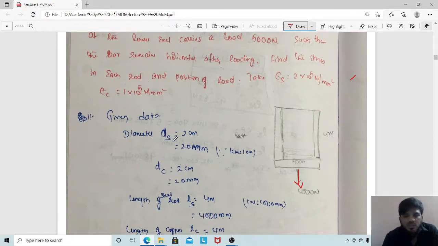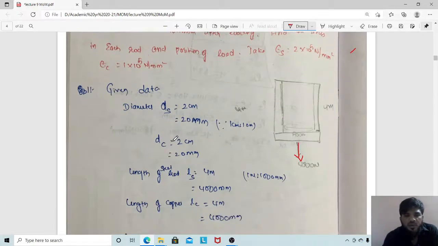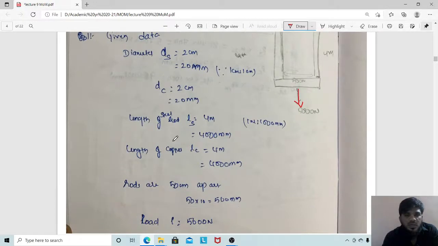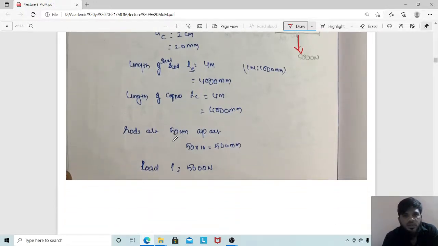Diameter of steel is 2 centimeter, diameter of copper is 2 centimeter. Here they have given it in centimeters. Try to convert all into mm. If all units are the same, no need to change. If different units are there, change all of them to mm. We have already discussed the conversions in the previous classes. So ds is 2 centimeters, dc is 2 centimeters, whereas the length of the rod is 4 meters. 1 meter is equal to 1000 mm. Copper is also the same.